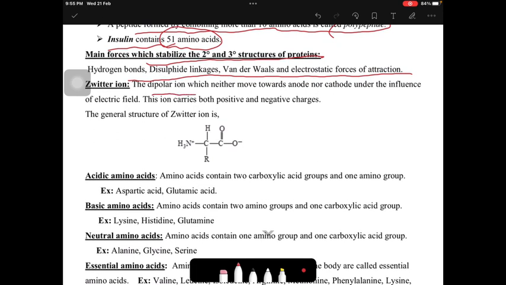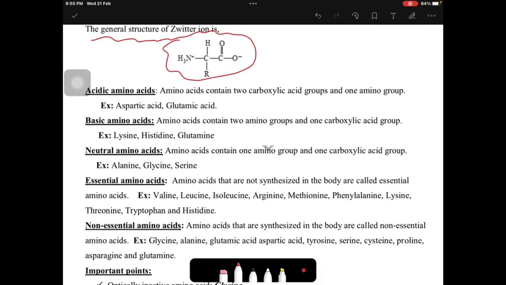Zwitter ion: the dipolar ion which moves towards neither anode nor cathode under the influence of an electric field. This ion carries both positive and negative charge. This is the general structure of a zwitter ion.